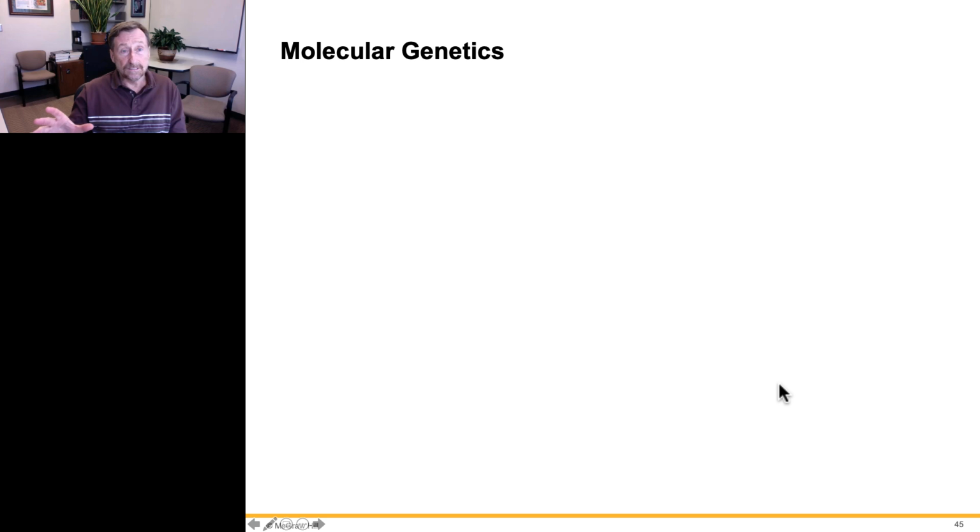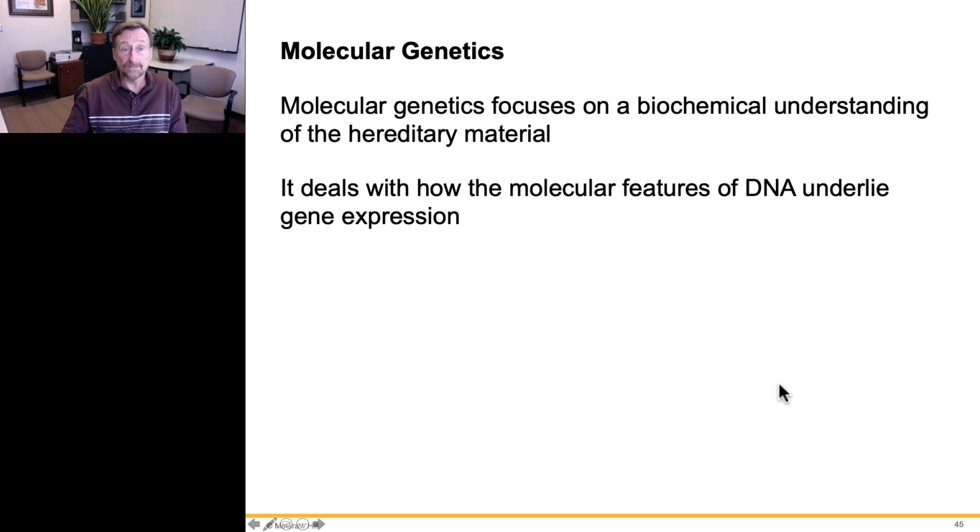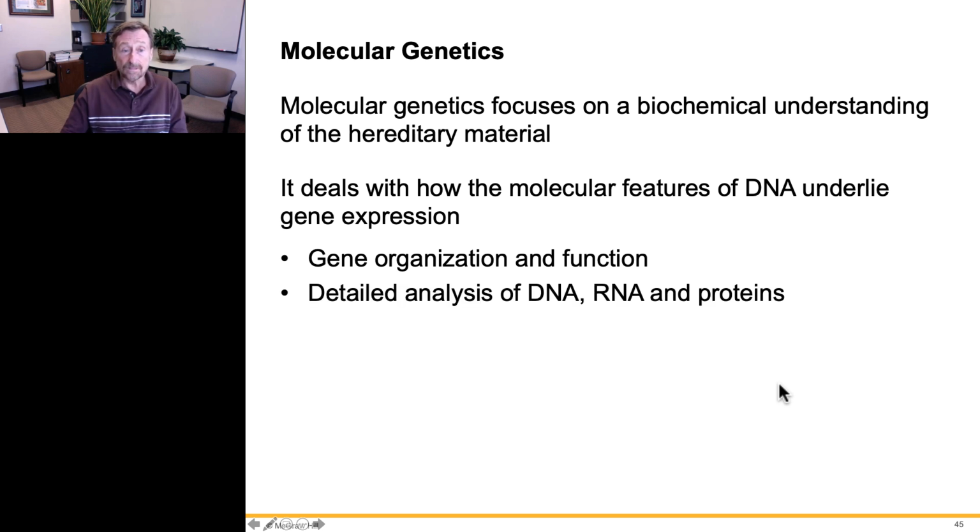The biggest bulk of your textbook is focused on molecular genetics, and that's from chapter 9 till the last 3 or 4 chapters in the textbook. It focuses on a biochemical understanding of the hereditary material. And so we largely think about things at the level of DNA-based sequences in genes and RNA molecules and proteins. A lot of it is about how genes are organized and how they're expressed at the molecular level. And it tends to involve a detailed analysis of DNA, RNA, and proteins.